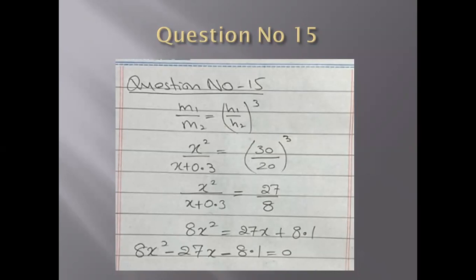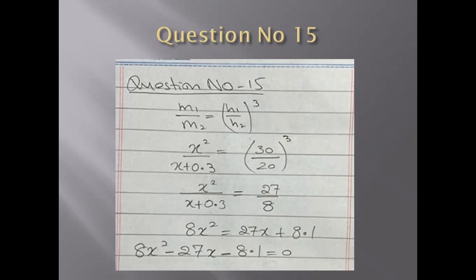So question number 15: the mass 1 by mass 2 will be equal to (height 1 by height 2) whole cube. The mass 1 is x squared, the mass 2 is x plus 0.3, equal to h1 is 30 and h2 is 20, whole cube. So you will have x squared divided by x plus 0.3 equals, the 0 will be cancelled, (3 by 2) whole cube. So 3 cube is 27 and 2 cube is 8. So cross multiply, you will have 8x square equals 27x plus 8.1. So 8x square minus 27x minus 8.1 equals 0.